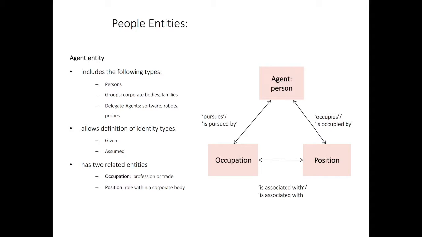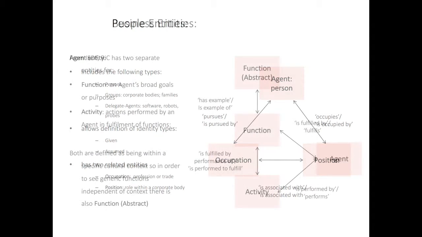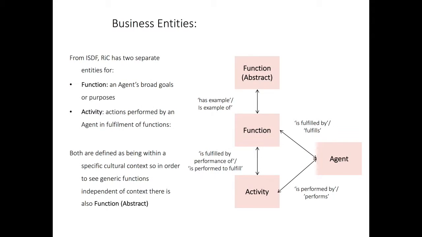We then have the entities that model the how and the why agents act and create records. That's the business entities. The ICA standard for describing functions, ISDF, related to both functions, that is the broad goals or purposes of an agent, and to activities, that is the actions or transactions performed by an agent in fulfillment of those functions. And RiC models these as two separate entities, function and activity, which exist within a specific social or cultural context, but may, of course, change over time.